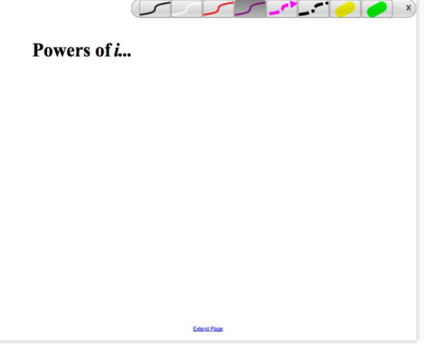So we're going to talk about the powers of i. First of all, i is equal to the square root of -1. You have to remember that.